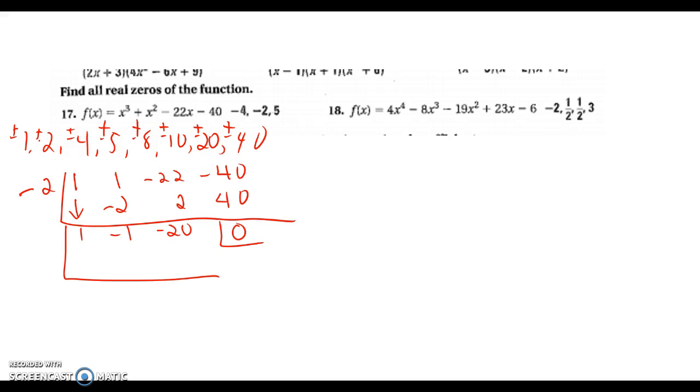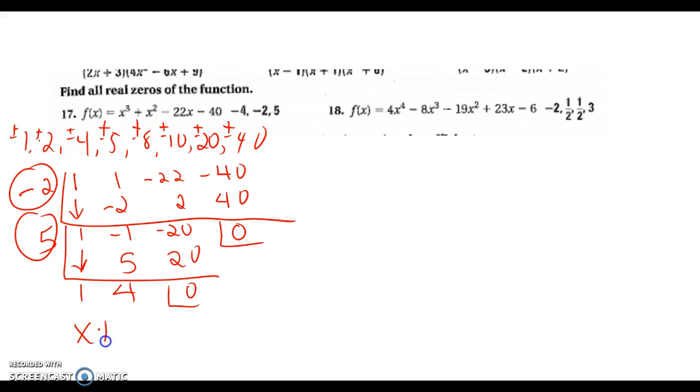I will try 1, 2, 3, 4. It looks like 5 could work. Let's try it. 1 times 5, add this together, we get 4, 20. Okay, so there's negative 2, there's 5. And then this is x plus 4 equals 0, so x, the last one, is negative 4.